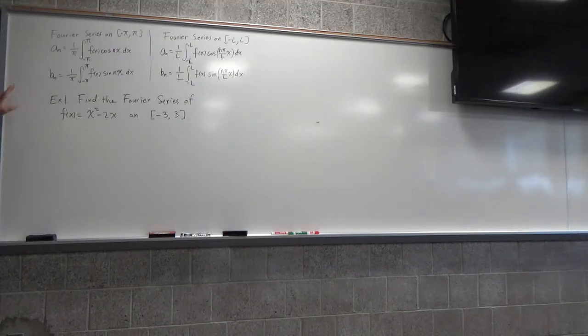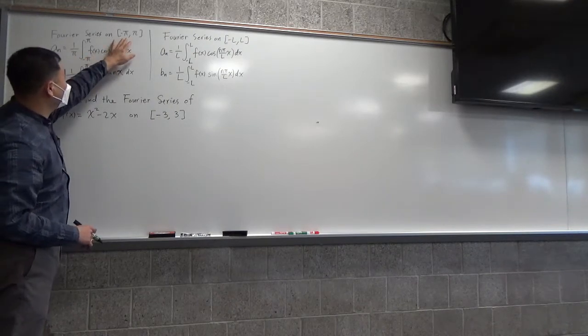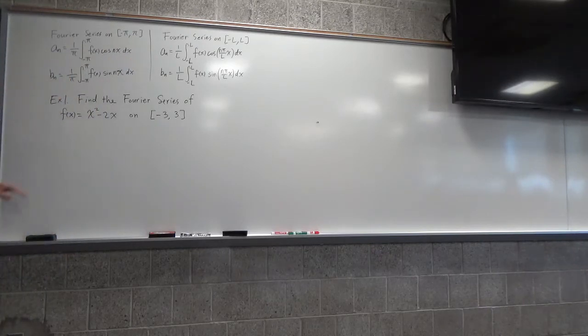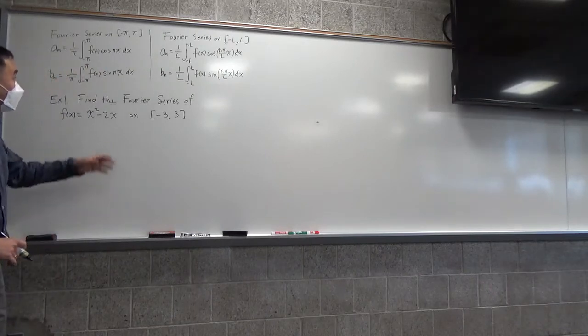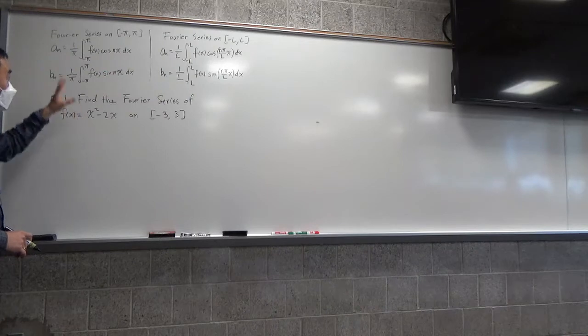So last time we did some examples of Fourier series of a function from negative pi to pi. Today I want to show you how to do this for arbitrary symmetric intervals from negative L to L. And just to compare the differences between the two versions, I put the formula side by side.